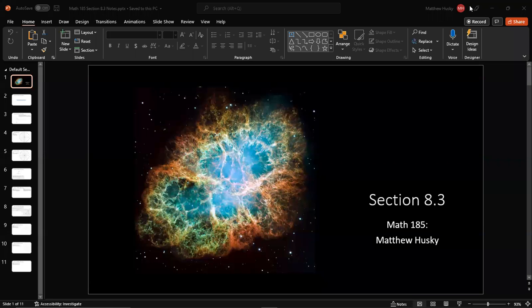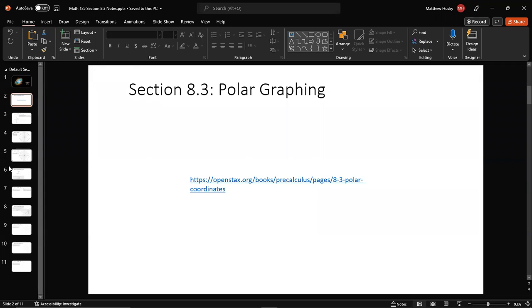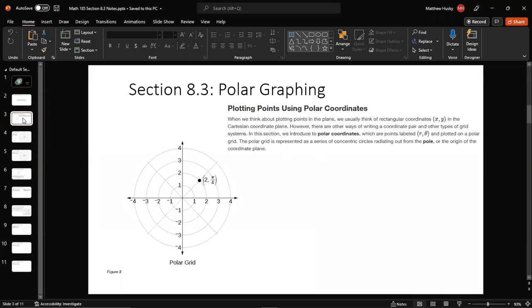Hello, everyone. Let's talk about section 8.3. This is about polar graphs. Now, the idea with polar graphs is that it's a circular grid rather than a square grid. So you have here an example of a graph of a polar coordinate.